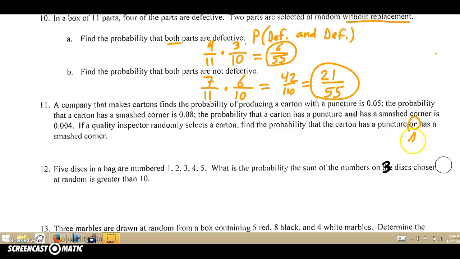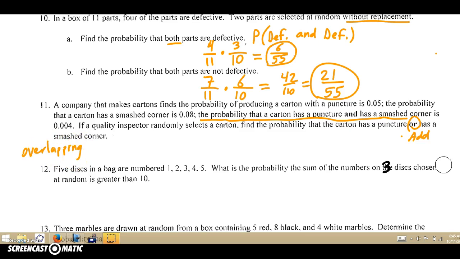Remember, anytime you see or, that means you're going to add some probabilities together. But you must remember, are the two events disjoint? Is it possible that they don't happen together at all? Or are they overlapping, which means they can happen together? If they are overlapping, you must remember to subtract out the overlap, okay? And it turns out, if you read the question, this part right here talks about how they do overlap. The probability that it has both. This is an overlapping question, which means I need to subtract out the overlap.